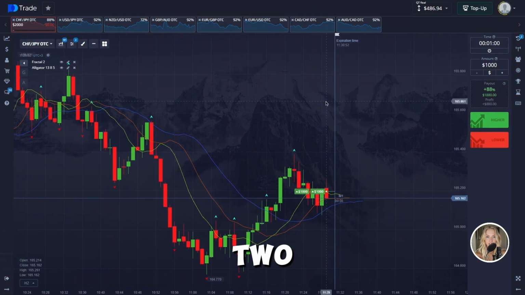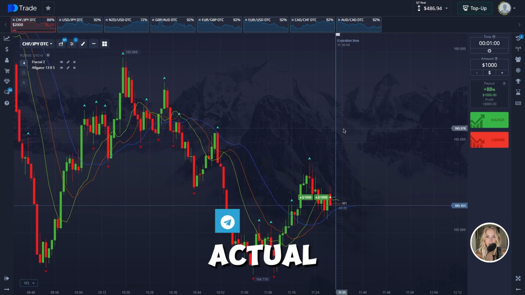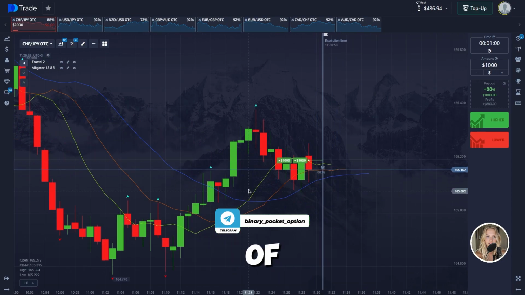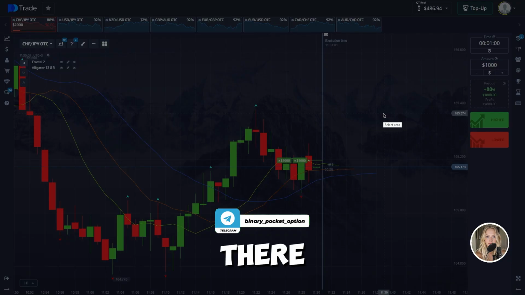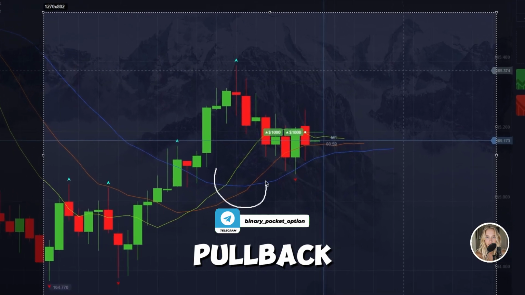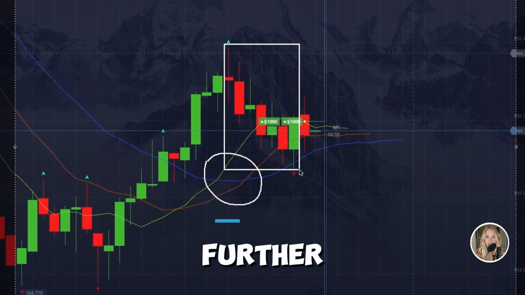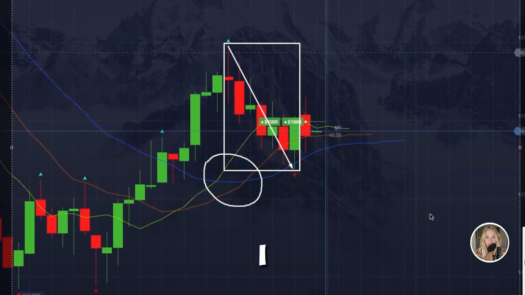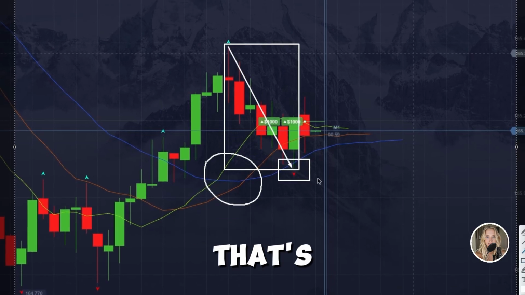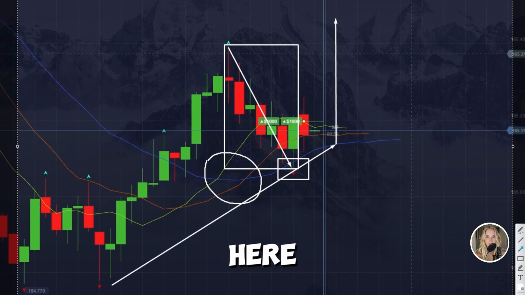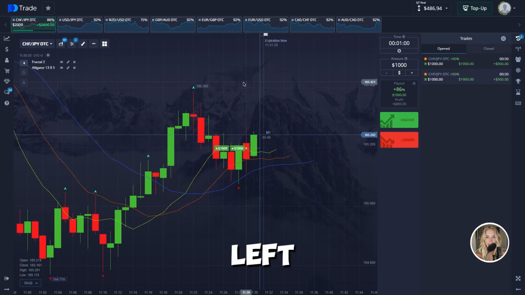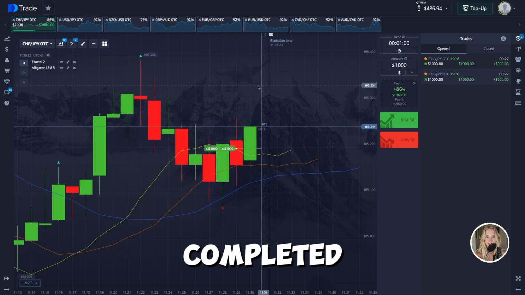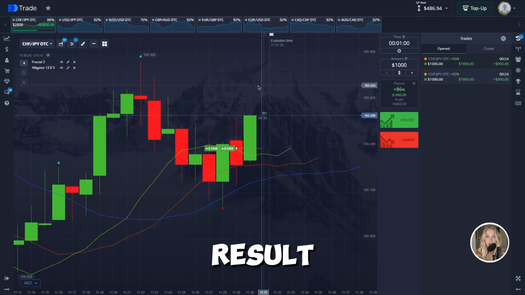Here we open two trades to increase in the direction of the actual trend. We have an intersection of our moving averages in this area. There has also been a price pullback, updates to our local minimum, and further dynamics of movement. I think we should go up. That's why we open deals to increase here. We have about 25 seconds left before our trades are completed. Let's watch the result.